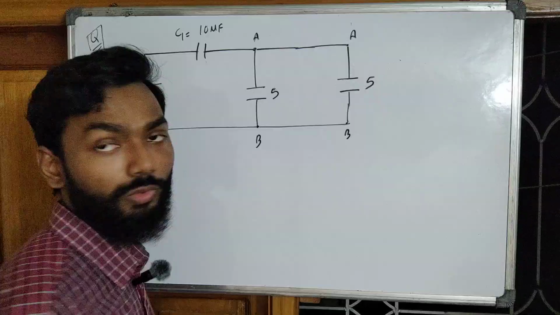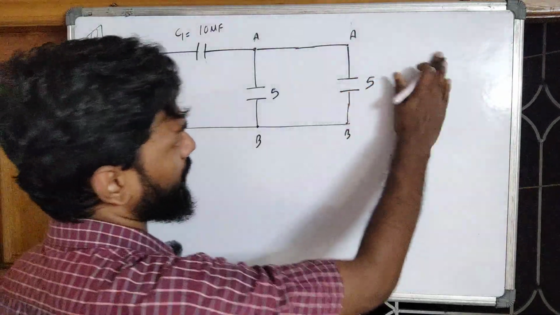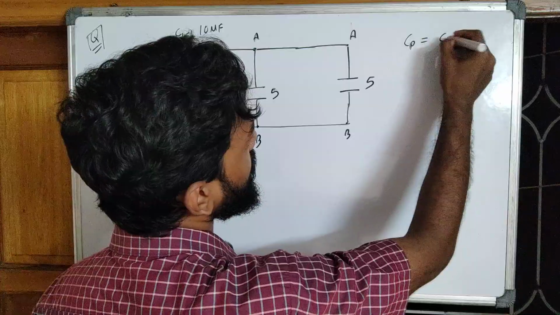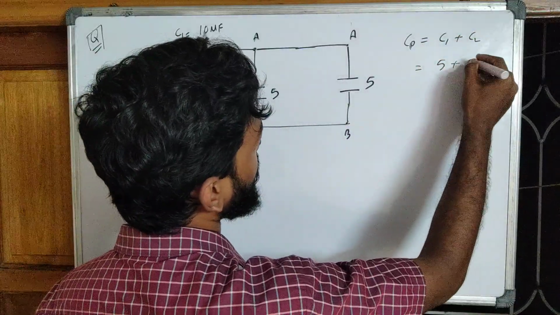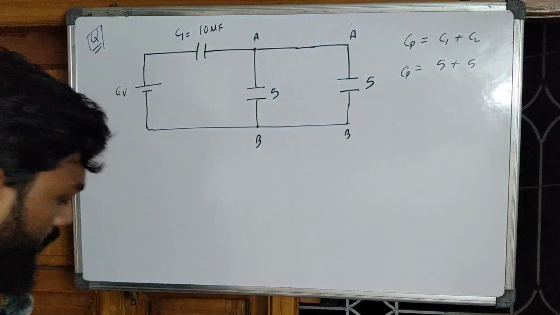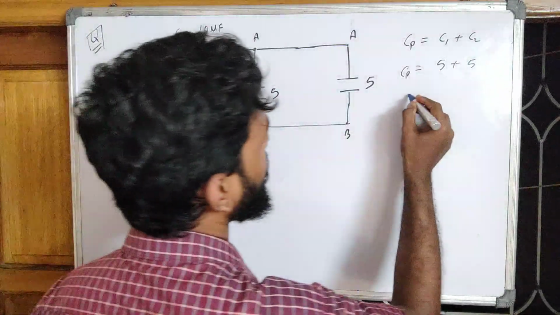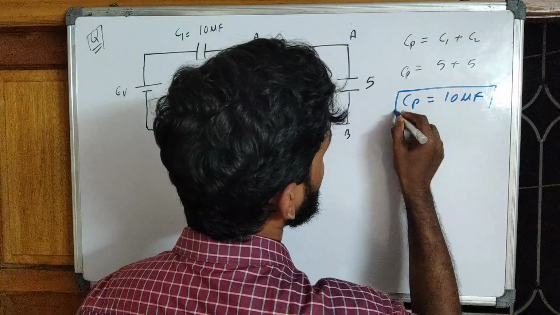So these two are in what? There's a branch, so these are in parallel combination. My mistake. So Cp equals to how much? C1 plus C2, 5 plus 5. So this will have a capacitance of 10. Cp equals to 10 microfarad.